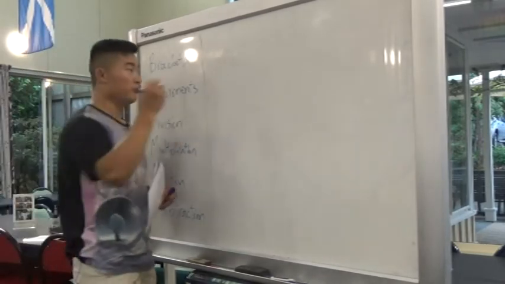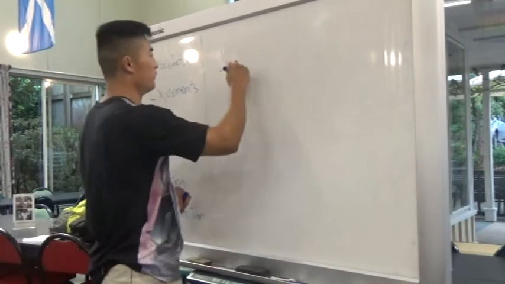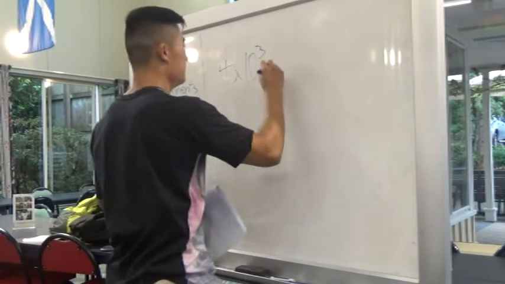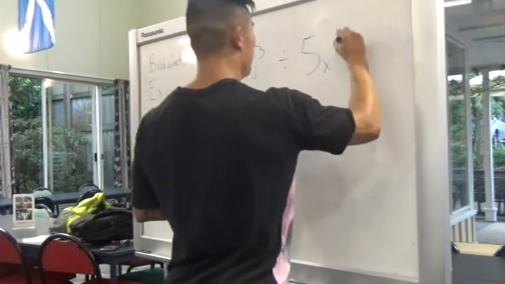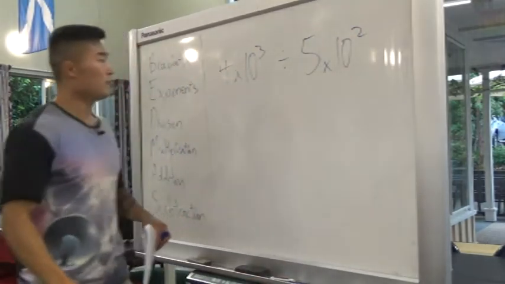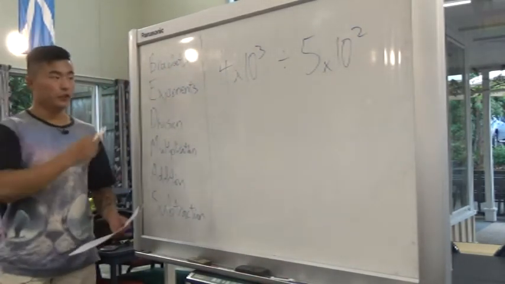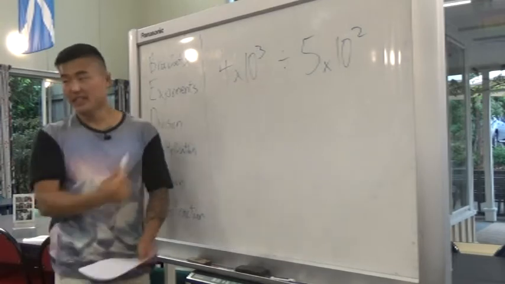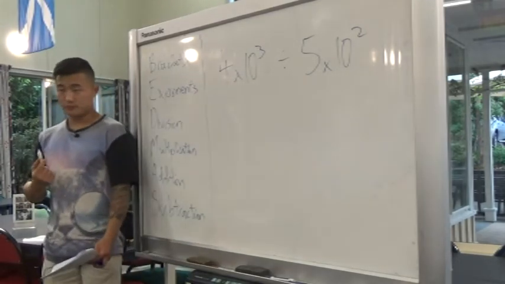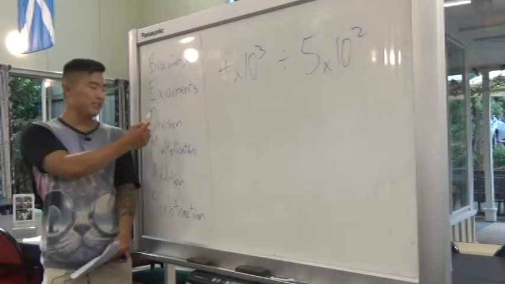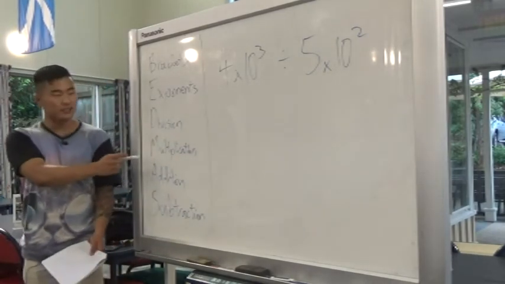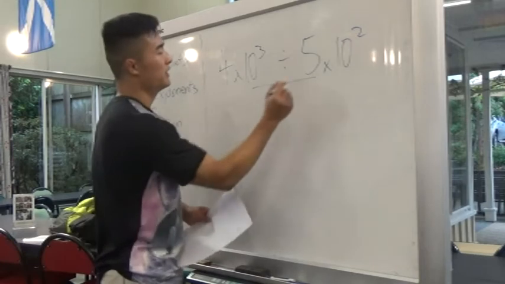So what you really want to do is 4 times 10 to the third power divided by 5 times 10 to the 2, right? If you look at this equation here, which one has the highest priority? It's the divided by, so division is before multiplication. So it's going to do this first.